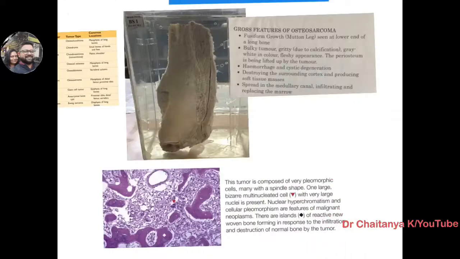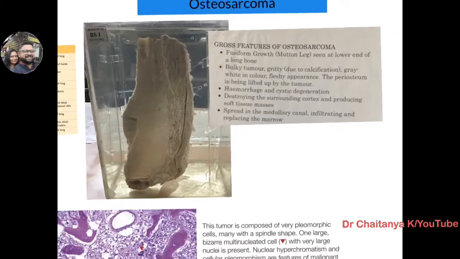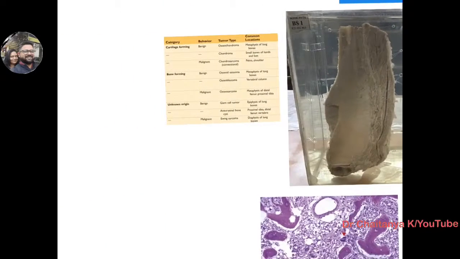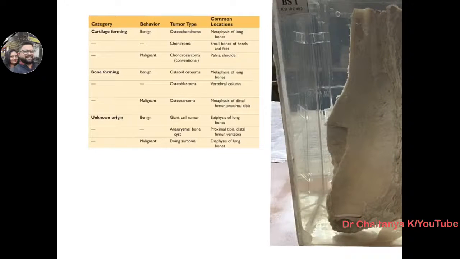Coming to the next slide, osteosarcoma. You have a gross picture. Osteosarcoma is a malignant bone forming tumor. From here you can see in the practical, osteosarcoma is a bone forming tumor which comes in the metaphysis of the distal femur and proximal tibia.